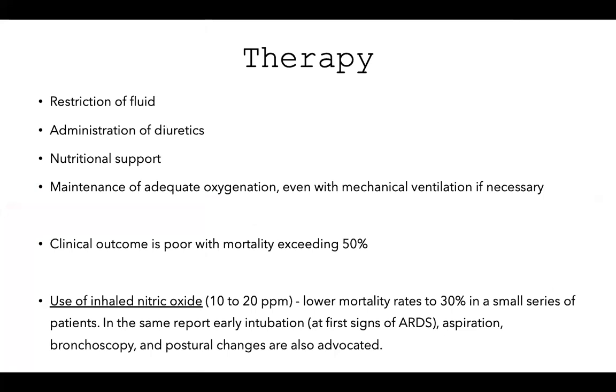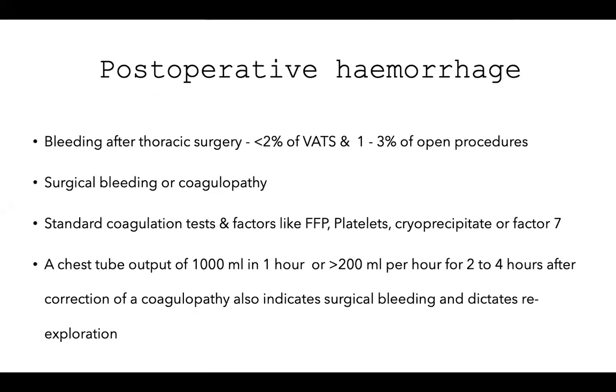And if you have the facility, you can use inhaled nitric oxide at a concentration of 10 to 20 ppm. Some studies have shown that it can decrease mortality by as much as 30%. But in the same report, there are other interventions which have been included like early intubation, aspiration at the first sign of ARDS, bronchoscopy, and postural changes. These all have been advocated also.